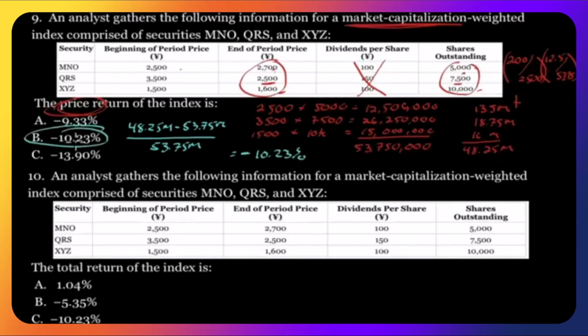There we are right here. You can get it this way by weighting each of the components, or you could just get it directly. Whichever way you like to go, it's up to you. Number 10.